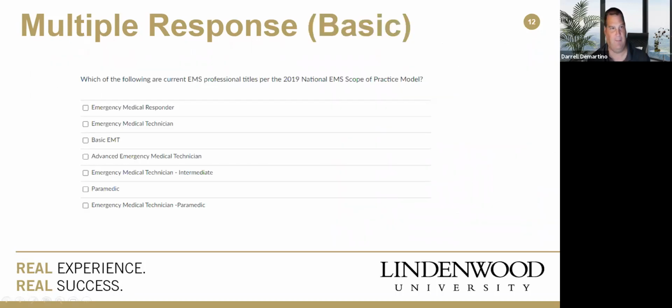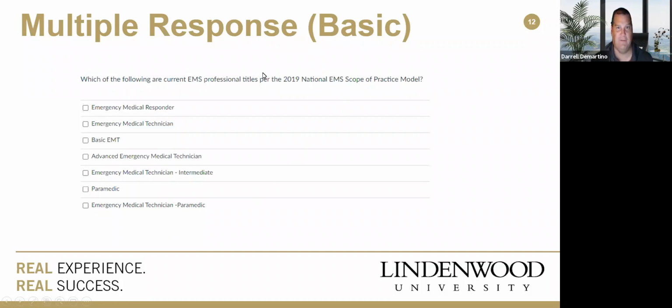So let's take a look at an example. All right. Here's a question I just threw together the other night. Felt like it was a relevant question you might ask somebody at the very beginning. Which of the following are EMS professional titles per the 2019 EMS scope of practice model? And then I bring through EMR, EMT, AEMT, paramedic, and I even use some of the old terminology, EMT intermediate, EMT paramedic. And in this choice, notice here, instead of selecting one answer, they are checkboxes. So they can check the number of correct answers.